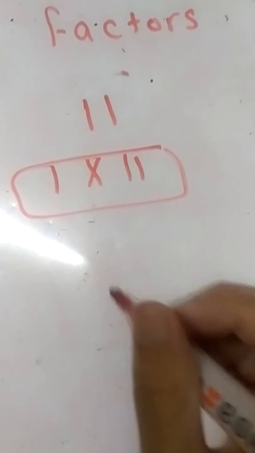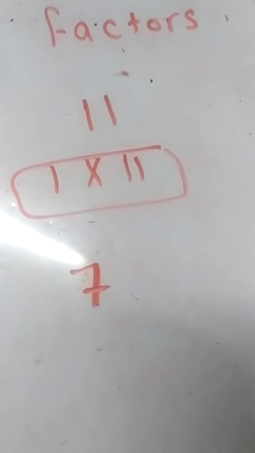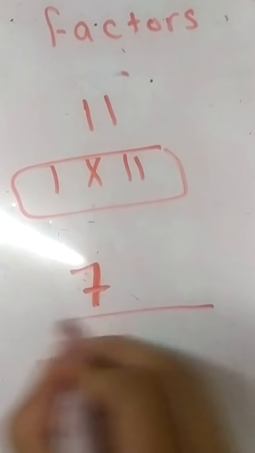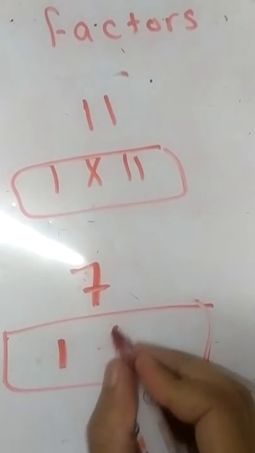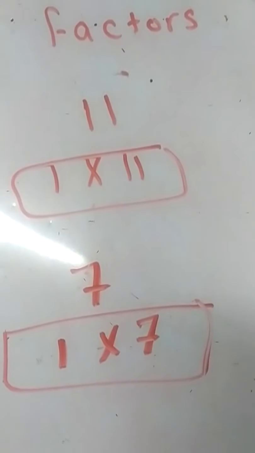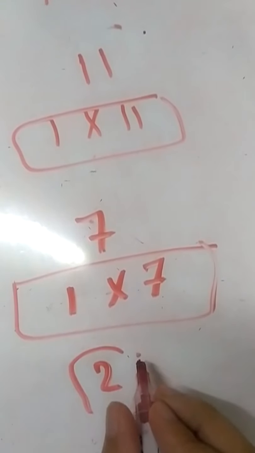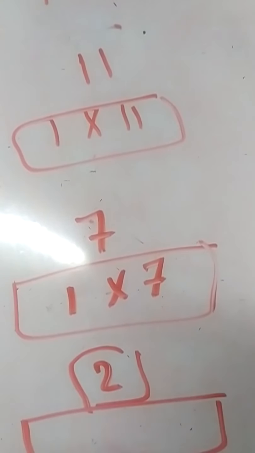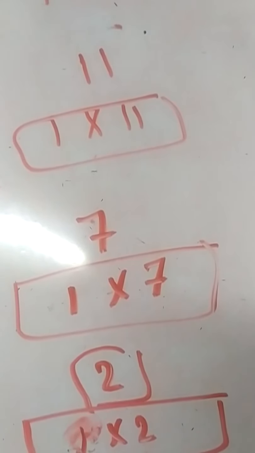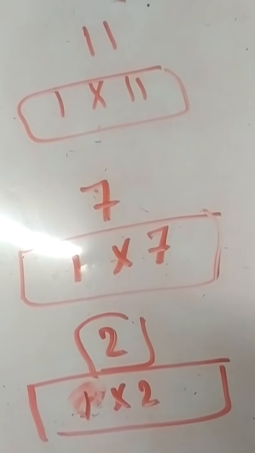Let's move to another part. What about 7? What about the factors of 7? You'll find that there is no other factors for 7 except 1 multiplied by 7 itself. What about 2? What are the factors of 2? You'll find that it's only 1 times 2. Okay? So, mister, what do you want to say here? I want to say that for some numbers, you'll find that they only have 2 factors, 1 and the number itself.